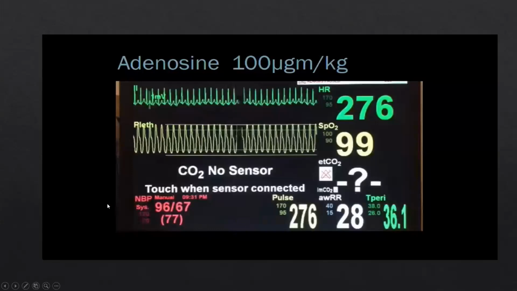Returning back to our case. We give 100 mic per kilo, and then we give 200 mic per kilo, and there is no response. You are waiting and waiting, and there is no response, and you can see the monitor strip like this. Then we should think about why there is no response. I'm sure it's happened to all of us.